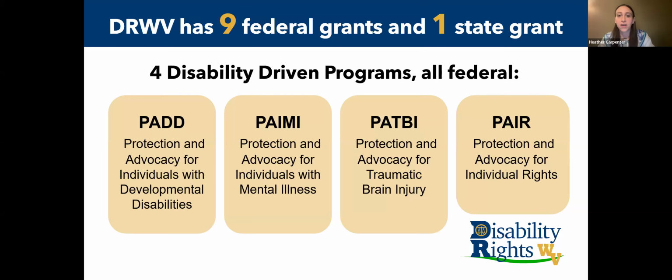So first we have PAD. I'll just preface by saying all of them, P and A is protection and advocacy. So PAD, protection and advocacy for individuals with developmental disabilities. And then we have PAMI, which is protection and advocacy for individuals with mental illness. And that is the grant that Deb and Kevin work under. They got the northern part of the state and the southern part of the state split up.